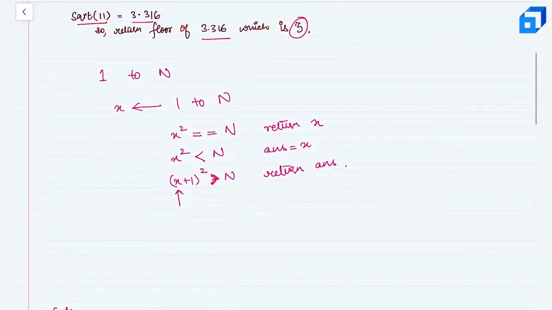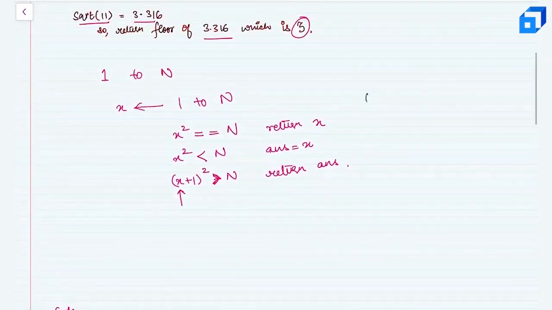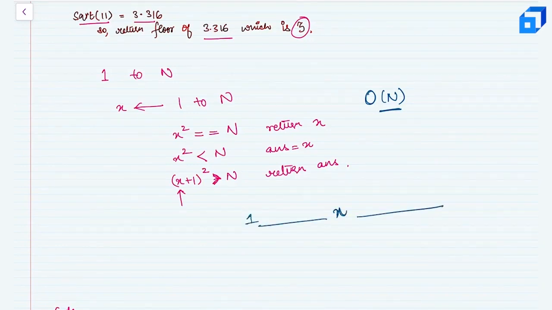Let's see how we can optimize this problem, because this will give a time complexity of order of n, linear time complexity. Now let's make some observations. Let's say I have some value of x. We know that it's going to range from 1 to n. Now, this value x square could be equal to n.